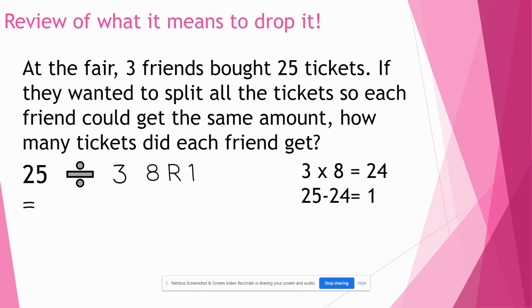So I know that each friend gets 8 tickets and there's 1 left over. Well, with tickets to a fair, you can't really just split them up. You can't split them into thirds so each friend gets a third of a ticket. It doesn't really work like that. There's nothing really you can do with that extra ticket. It can't be applied anywhere. So we are going to drop that remainder and just use our 8. Each friend gets 8 tickets because that's what the question is asking. How many tickets did each friend get? It's not asking how many is left over.